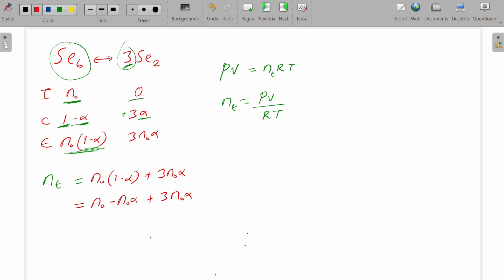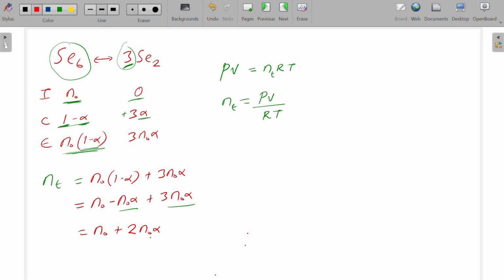When you do mathematics here, like terms together, you find that we have this and that to be like terms together. So we'll say these are like terms, and we'll say n naught alpha added to 3 n naught alpha. This will be equal to n naught added to 2 n naught alpha. This is what we are going to have there.